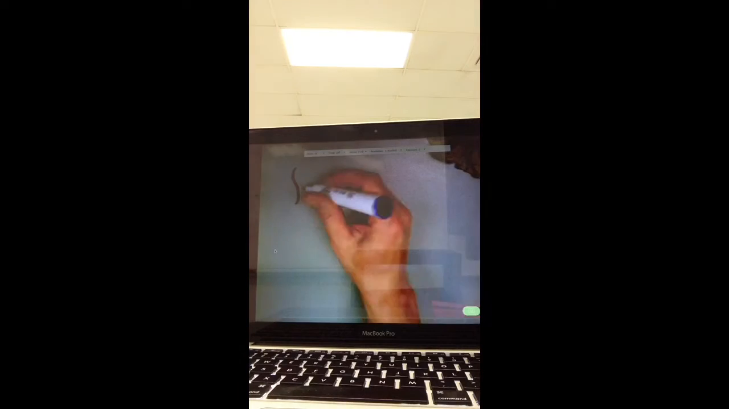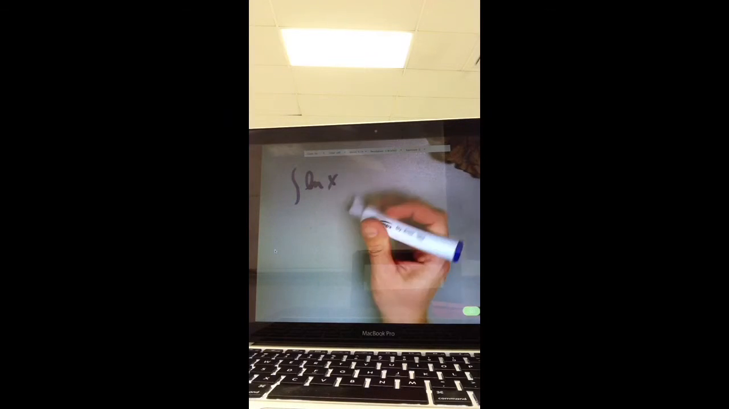Now let's talk about when this would be useful. Let's say that we want to know what is the antiderivative, and a few of you have asked about this at times. What is the antiderivative of the natural log of x?